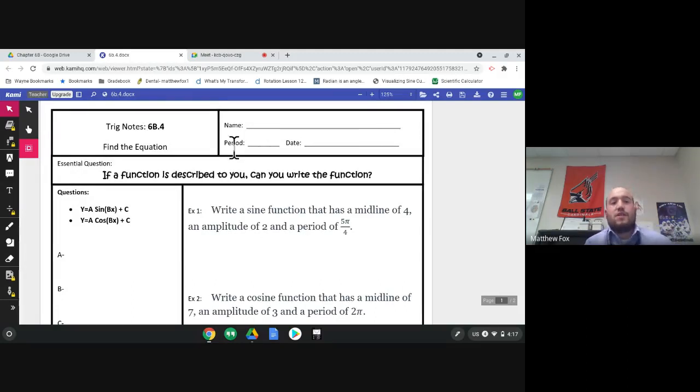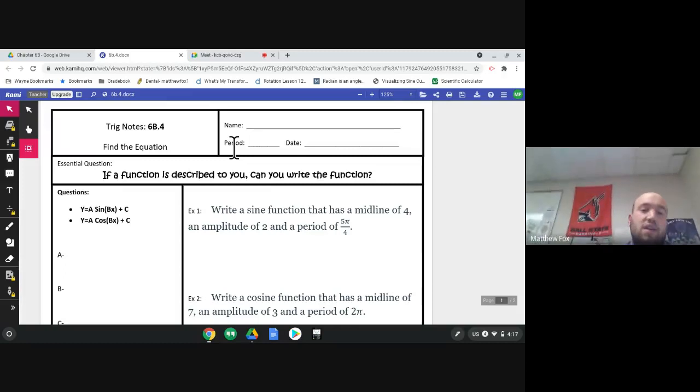Today's lesson should be easier than yesterday, but if we are having a function and it's described to us, we want to know, can we write this function? Today we're not going to worry about phase shifts. We're just going to be worried about what is the midline, what is the amplitude, and what is our period. So if we look here, we have our two formulas, y equals a sine of bx plus c, and y equals a cosine of bx plus c. As you can see, these two are the same, except instead of sine, it's cosine.